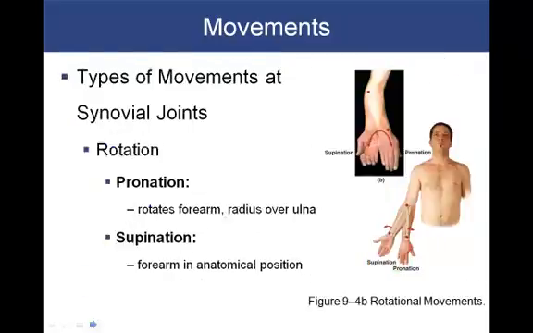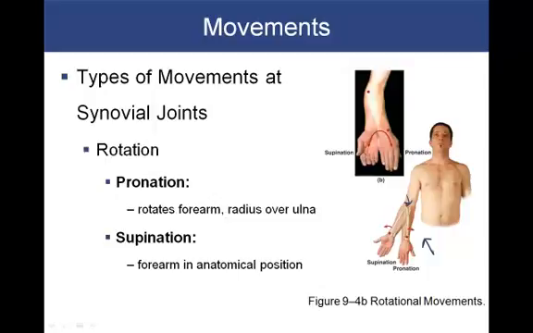Pronation and supination both reference the forearm, and this becomes very evident when you look at the changes that occur between the ulna and radius. In pronation, you rotate the forearm and the radius ends up rotating over the ulna. Here we have an example of pronation, and you can actually see, and I'm not going to draw over it, but you see the radius rotating over the ulna.